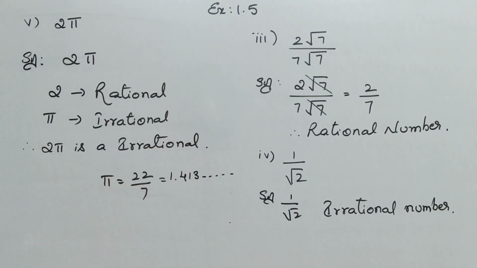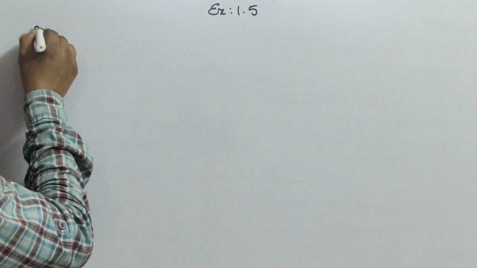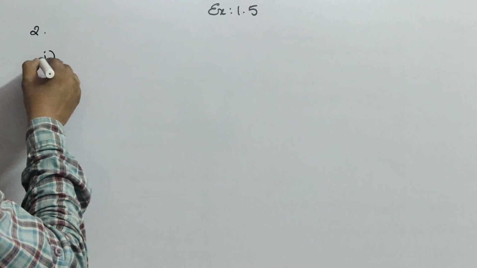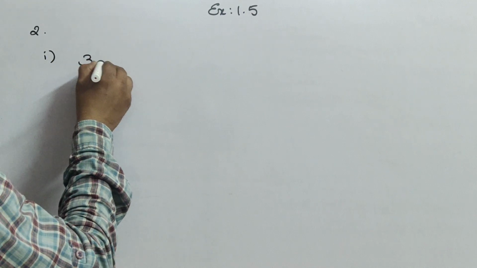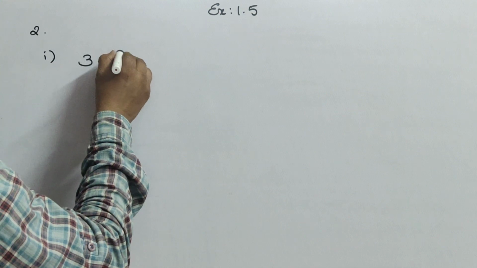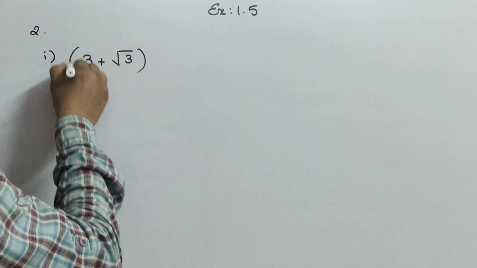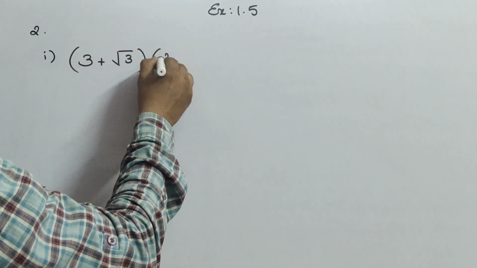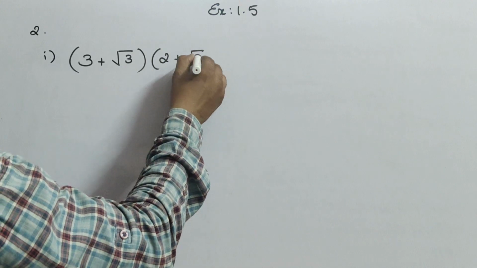Okay? Is it clear? So that is the first Roman. Now coming to the second Roman, you already know. Check it once, read the second question very clearly, children. The second question is: simplify each of the following expressions. (3 plus root 3) into (2 plus root 2).